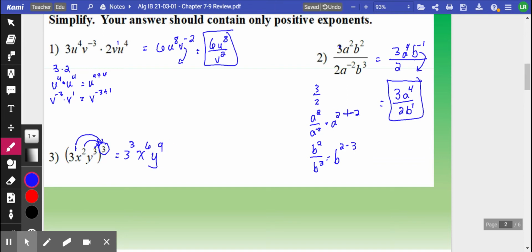That's the power property. And then I would need to go ahead and take care of 3 to the third power. 3 to the third power, remember, is 3 times 3 times 3. That would be 27. So my answer would be 27x to the 6, y to the 9th.